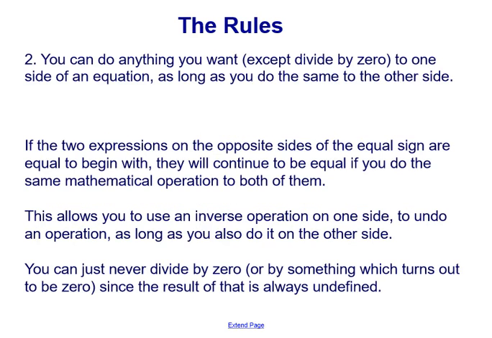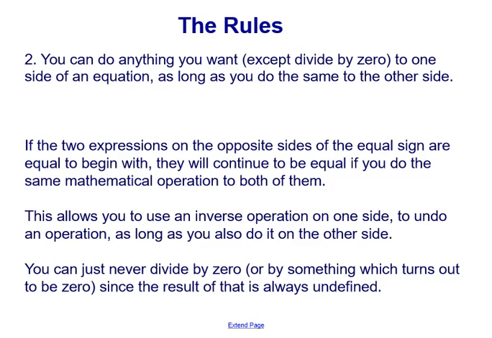The second rule is you can do anything you want except divide by 0 to one side of an equation as long as you do the same to the other side. What that means is if the 2 expressions on the opposite sides of the equal sign are equal to begin with, they will continue to be equal if you do the same mathematical operation to both of them. This allows you to use those inverse operations we were just talking about, so important for rule number 1.